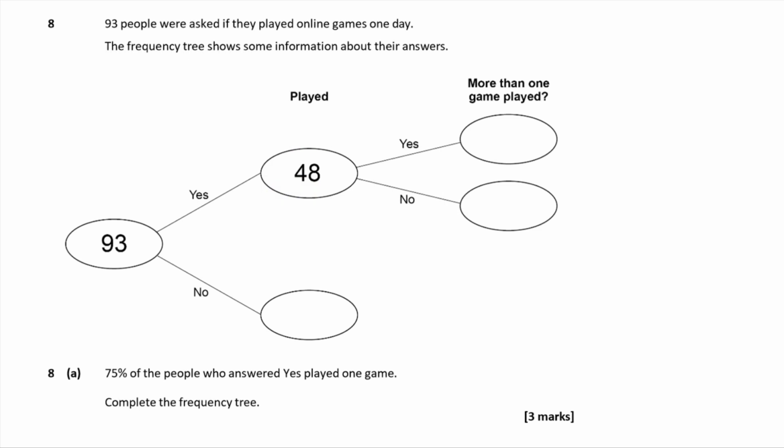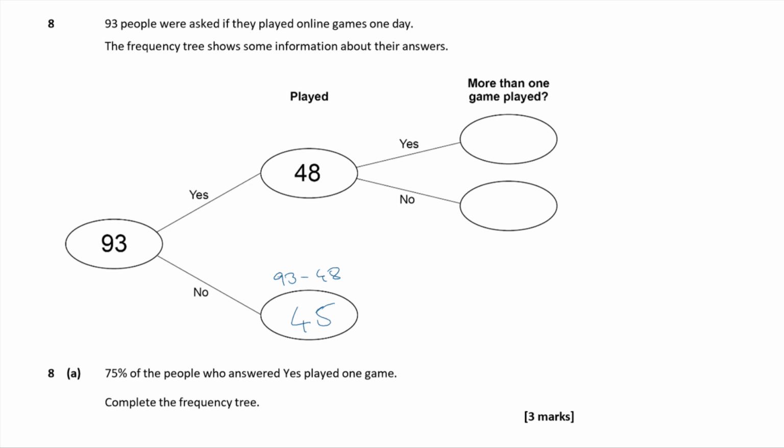Question 8. 93 people were asked if they played online games one day. The frequency table shows some information about their answers. So 93 people were asked. People who said yes was 48. So presumably the rest of them said no. So 93 minus 48. What's that? That comes out to be 45, so 45 in there.